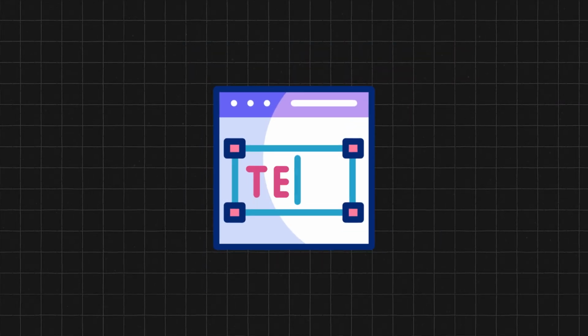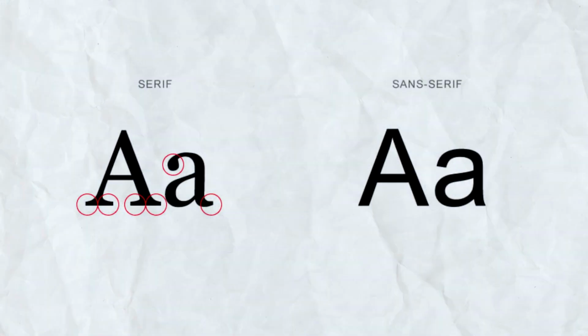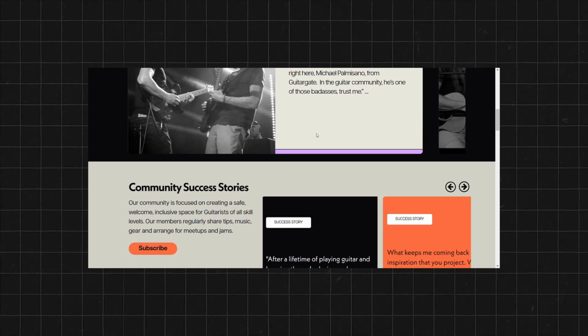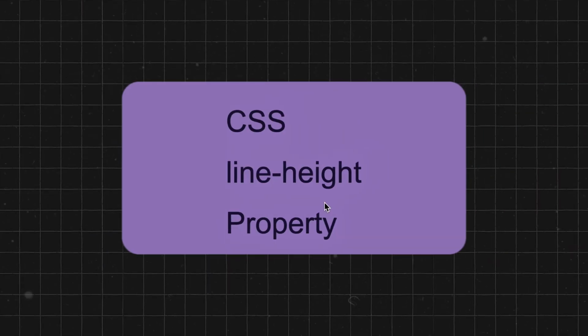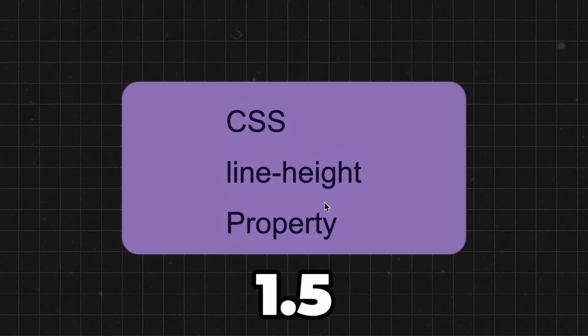Choosing the right font can set your website's tone. A clean sans serif font gives a modern feel, while a serif font can feel more traditional. Aligning fonts with your website's purpose helps communicate the right message. CSS offers a line height property you can set to around 1.5 for enhanced readability.